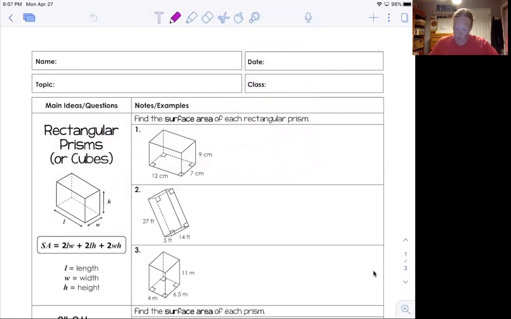So if you look at the formula off to the left, it takes that into account. The surface area says, find two of the lengths and the widths. So this is the top and the bottom. Then it says find two lengths and heights, which would either be like the right and the left or the front and the back. And then it says find the two widths and the heights, which would either be the front and the back or the right and the left.